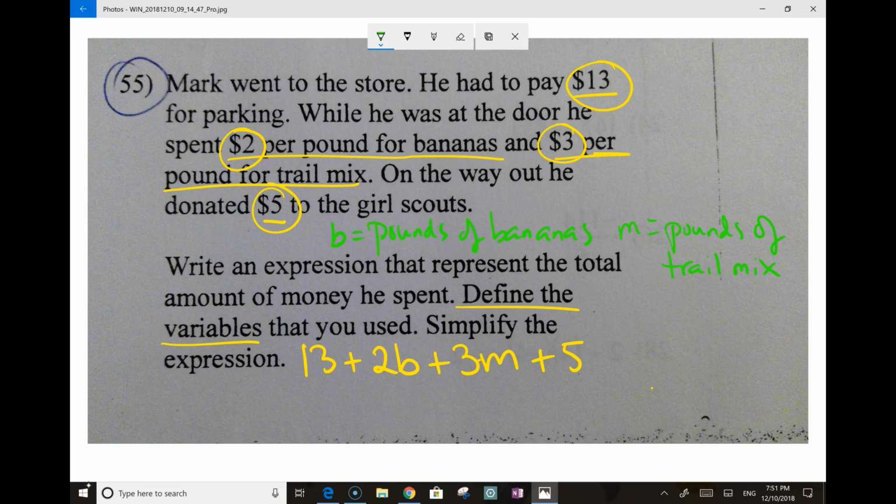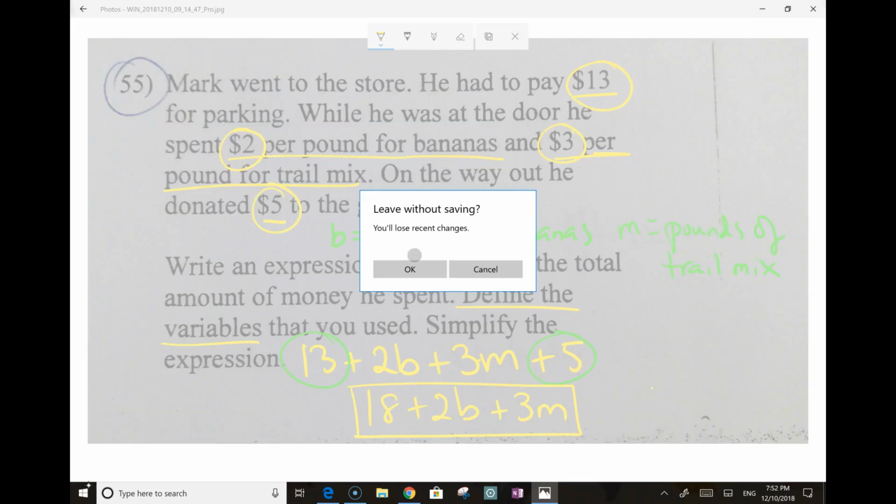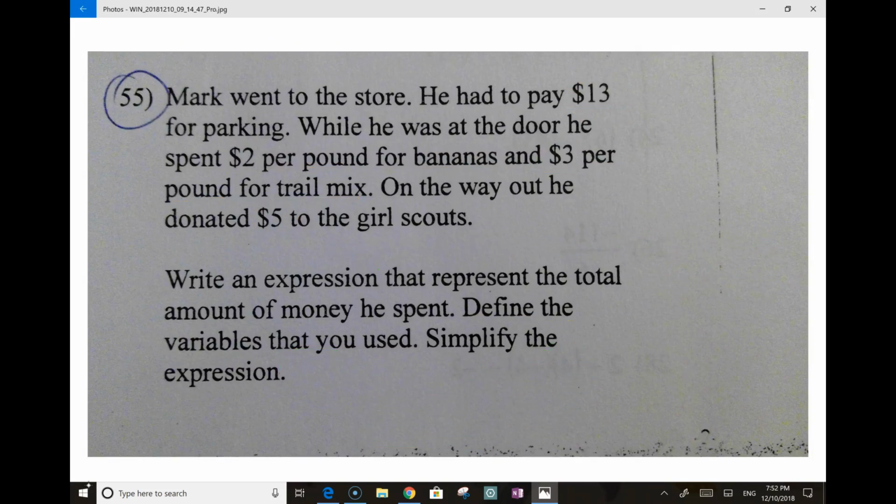Actually, the best way to do this probably would be to take the 13 and the 5, combine them together. So this would be, as a final expression, this would be 18 plus 2b plus 3m. Okay, and that would be the end. All right, let's move on to the next one.